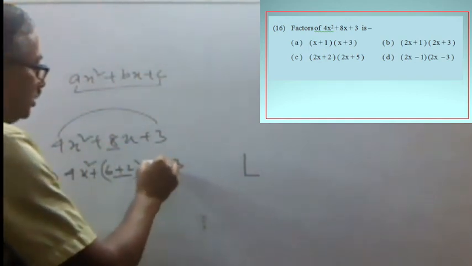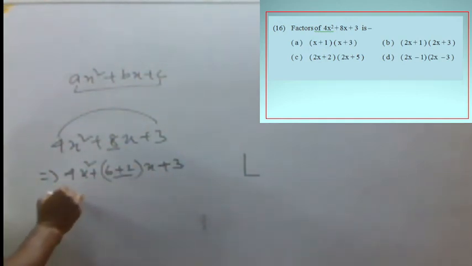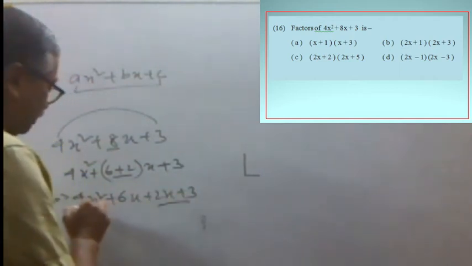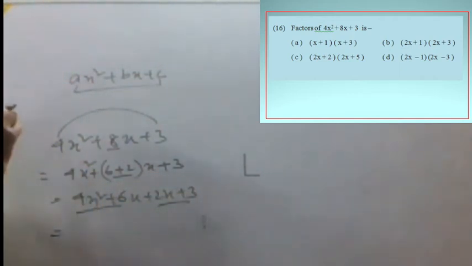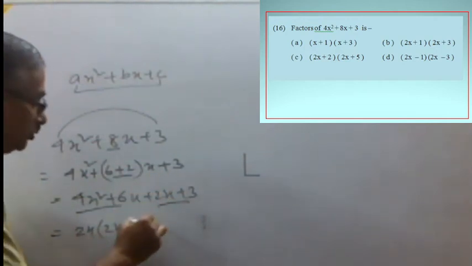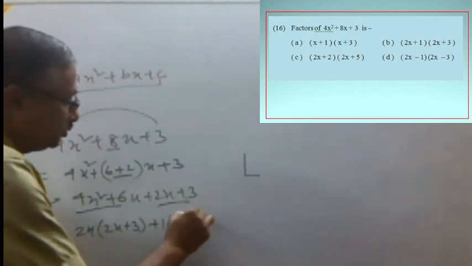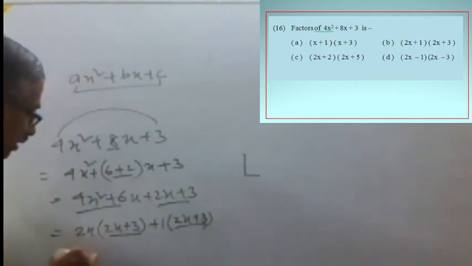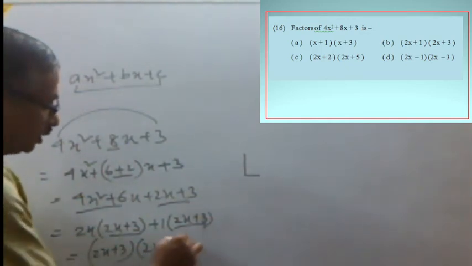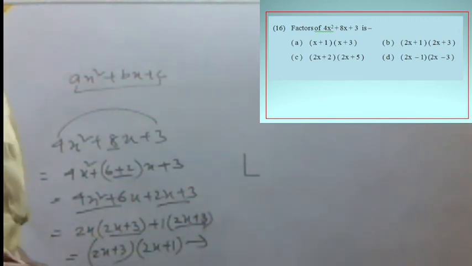So we can write this directly as 4x square plus 6x plus 2x plus 3. Now this is one pair, this is another pair. From the first pair, 4x square plus 6x, we can take 2x common, leaving 2x plus 3. From the other two terms, nothing is common, so we take 1 common, leaving 2x plus 3. After taking common, check whether these two are the same. Then we can take this common: 2x plus 3 into 2x plus 1.